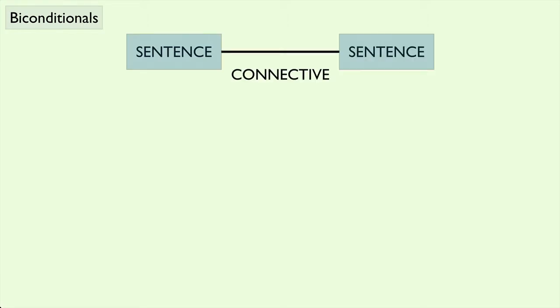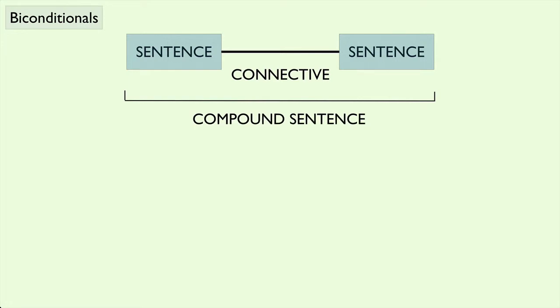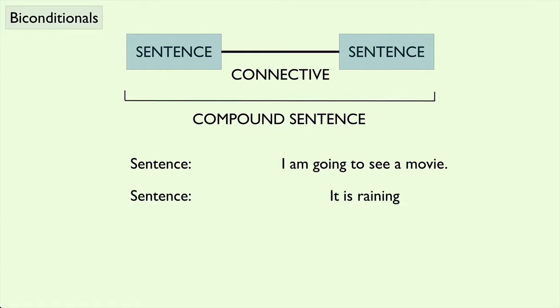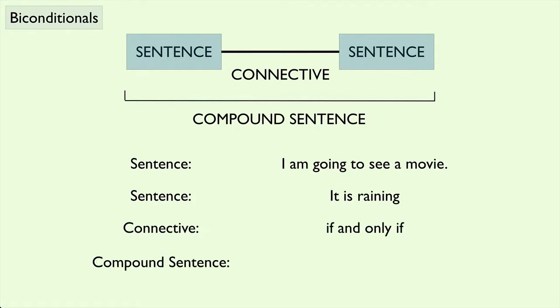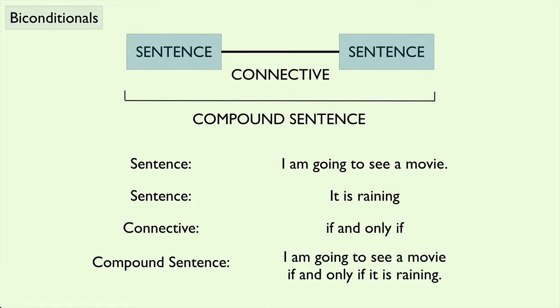I want to look at one more connective, and that's the biconditional. So remember, if we have a sentence and we have another sentence and we want to connect them, we use a connective, and that creates a compound sentence. I'm going to let the first sentence be, I am going to see a movie. The second sentence will be, it is raining. And the connective I'm going to use now is going to be if and only if. So the compound sentence would be, I am going to see a movie if and only if it is raining.